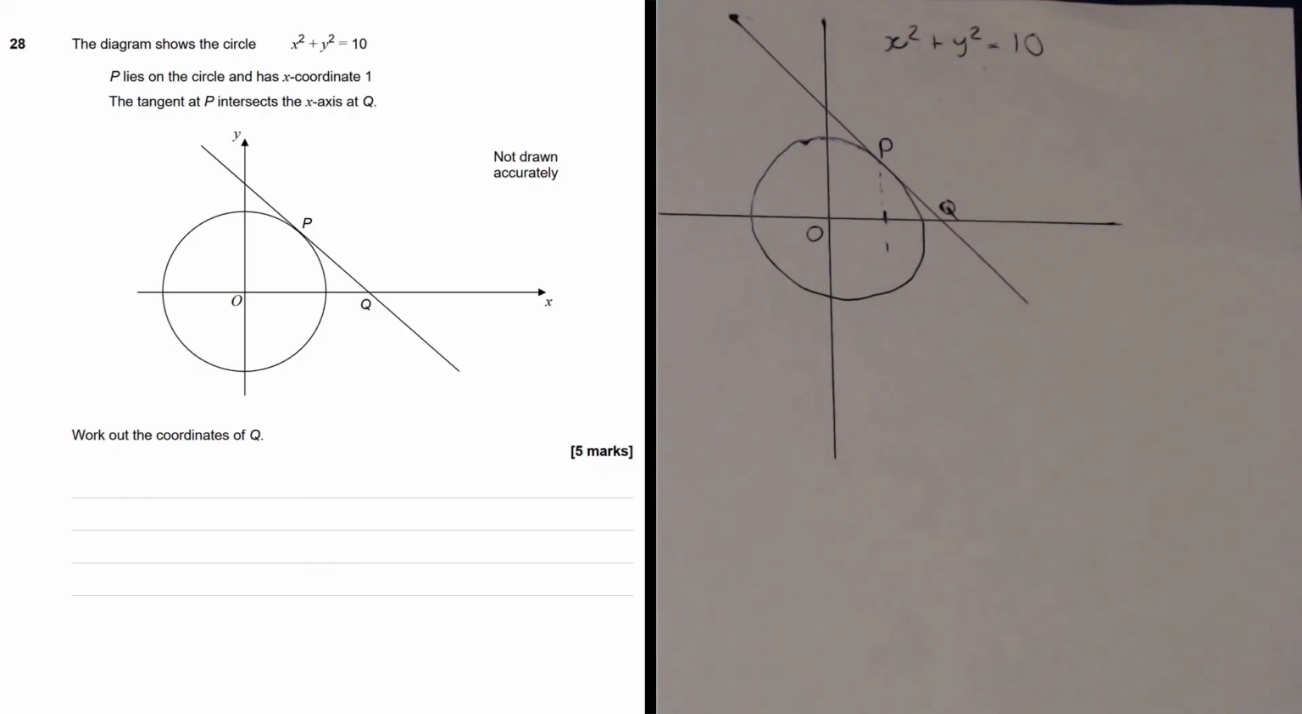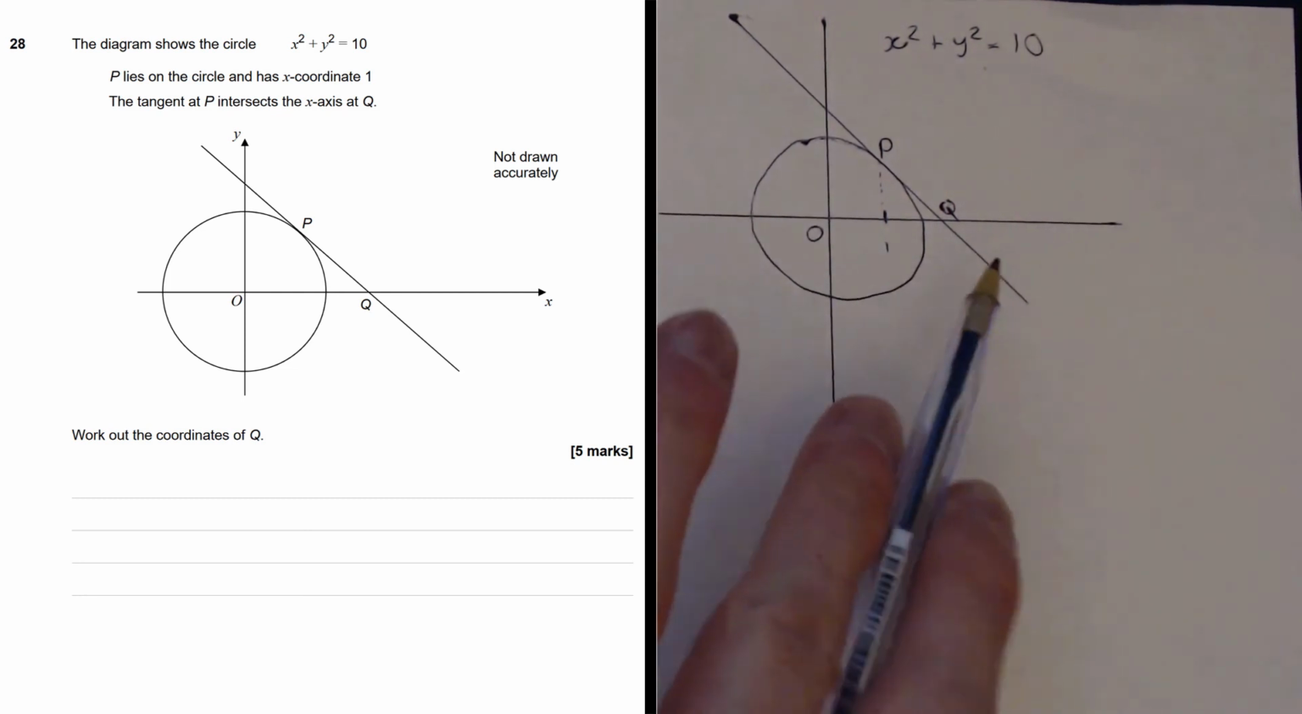In question 28 we are given the diagram of the circle x squared plus y squared equals 10. That's the equation of a circle that is centred at the origin and has radius square root 10. We are told that the point P lies on the circle and has x coordinate 1, so I've marked in the x coordinate 1 there. We are given that the tangent at P intersects the x-axis at Q, so this tangent line here, and we need to find the coordinates of Q.